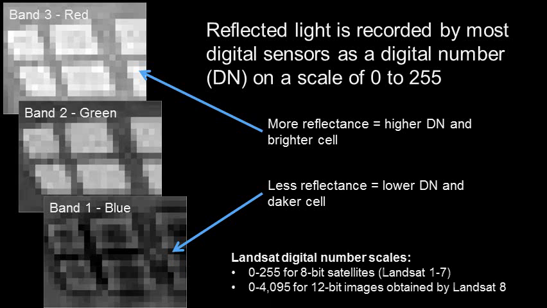And Landsat actually uses this same system. Landsat missions 1 through 7 record this reflectance on a scale of 0 to 255, whereas Landsat 8, the most recent Landsat mission, records it on a scale of 0 to 4095.